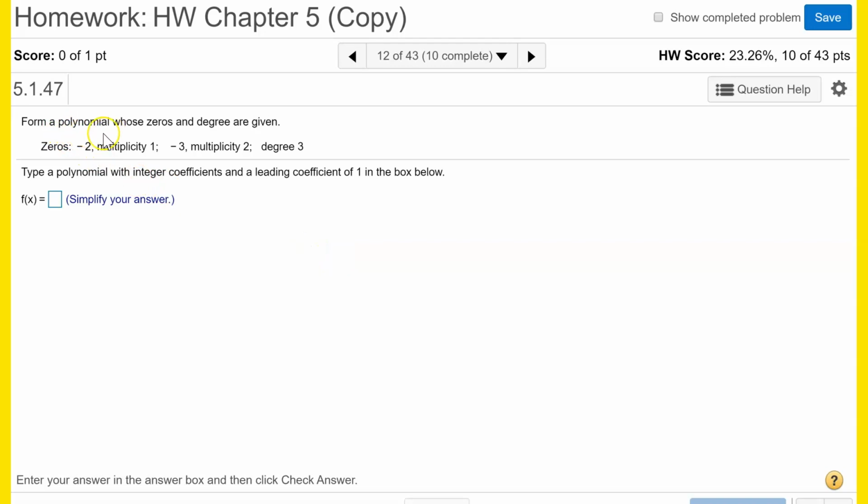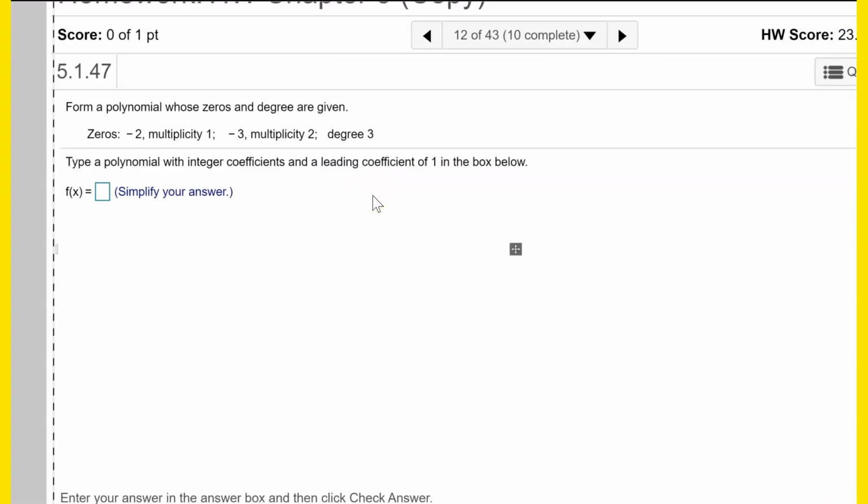Okay, next concept. Form a polynomial whose zeros and degree are given. All right, here is what you must do. This time they are giving us the zeros, and we have to make a polynomial that has those zeros. Before, we've been used to being given a polynomial and finding the zeros of that polynomial, but this time we're working our way backwards.